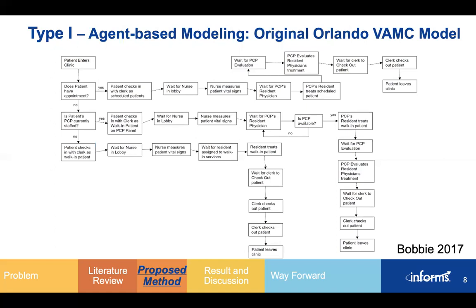The network flow model is based on the agent-based model from Bobby's 2017 paper. The other model, the Orlando Veteran Affairs Medical Center, VAMC for short. We select a small part of the model as a sample to test our proposed method.